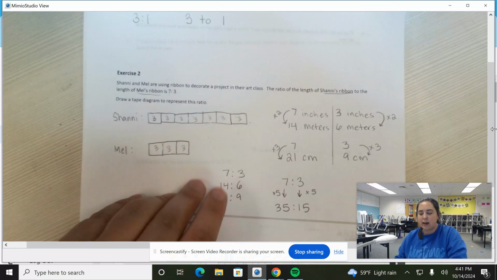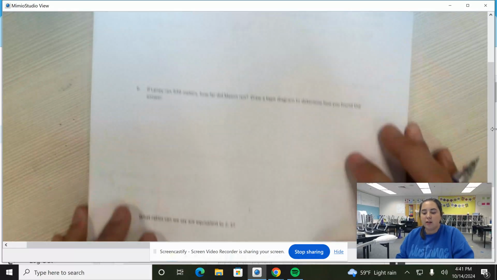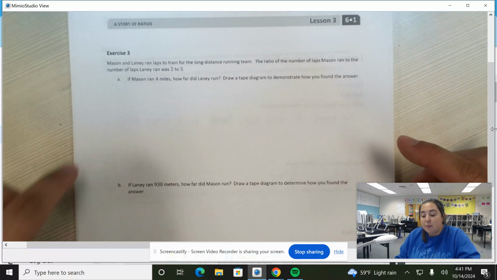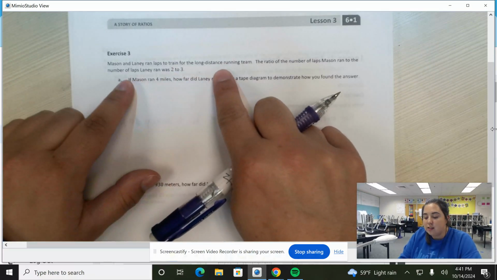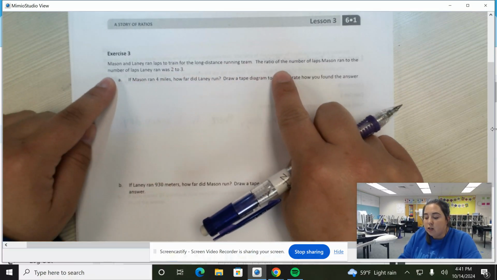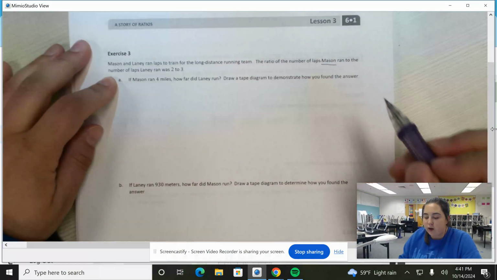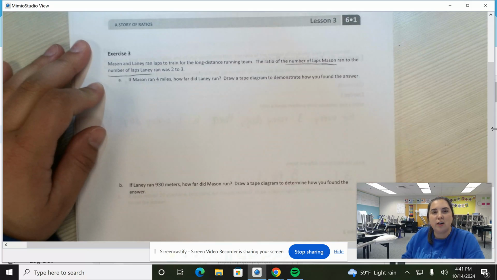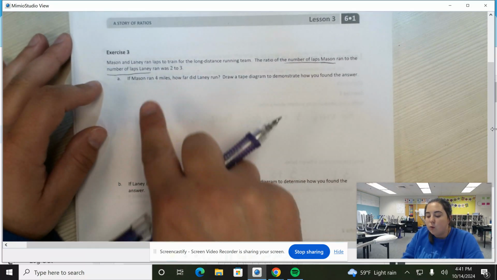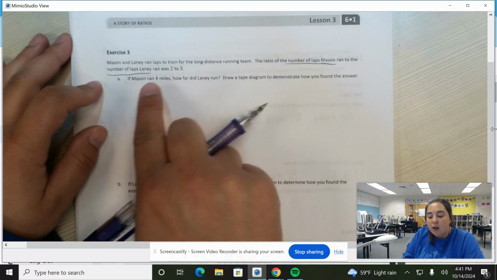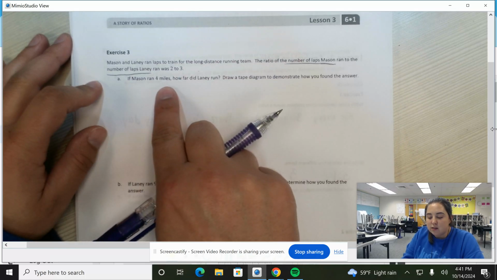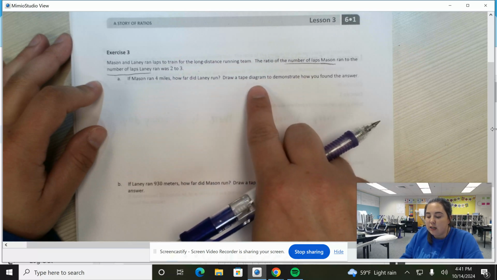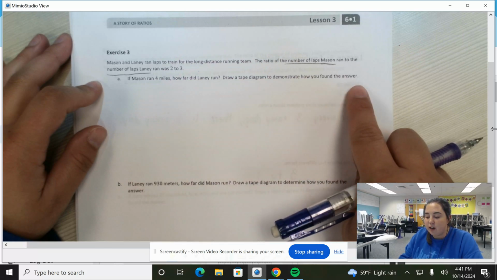So now on the back side, we have another question. Exercise 3 says Mason and Lainey ran laps to train for the long distance running team. The ratio of the number of laps Mason ran to the number of laps Lainey ran, just underlining that to make it stick out, was 2 to 3. If Mason ran 4 miles, how far did Lainey run? Draw a tape diagram to demonstrate how you found the answer.